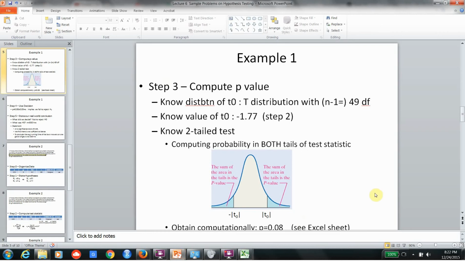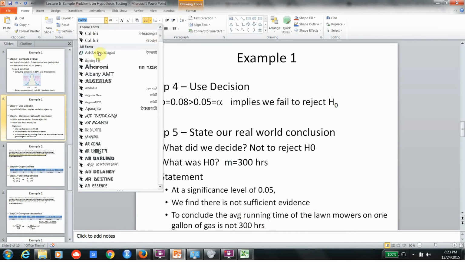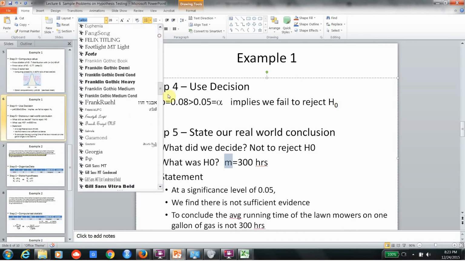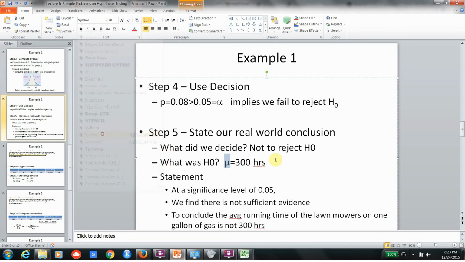Alright, well now we're pretty much done, because all we have to do now is use our decision rule. We find out that p is greater than alpha, so we fail to reject the null hypothesis. So let's state our real-world conclusion. What did we conclude? We decided not to reject the null hypothesis. What was the null hypothesis? The null hypothesis was that the mean mu was equal to 300.